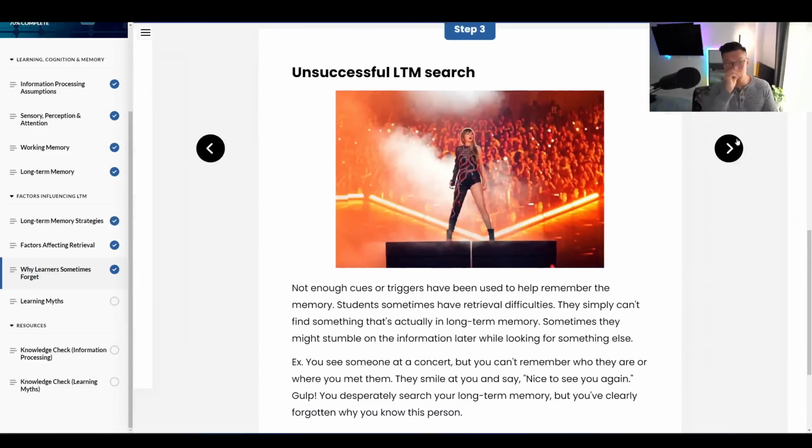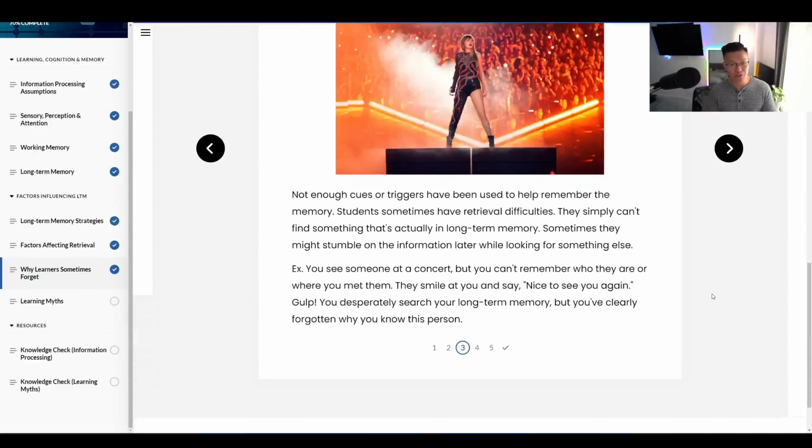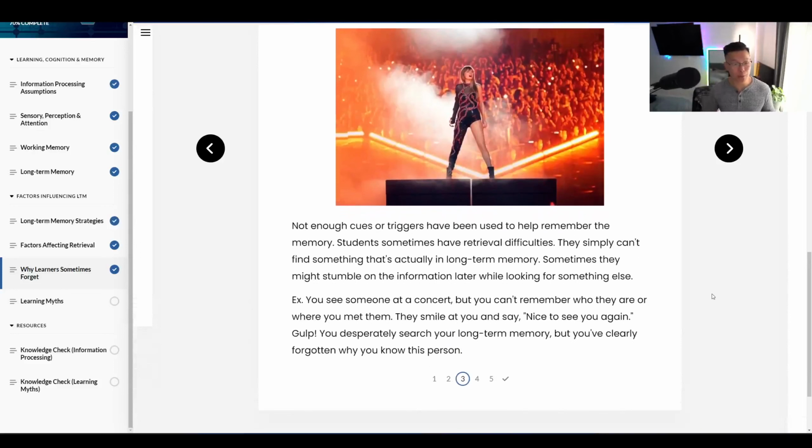Another is the unsuccessful long-term memory search. Sometimes there are just not enough cues or triggers that have been used to help remember that particular memory. So students sometimes have retrieval difficulties. They simply can't find something that's actually in their long-term memory. Sometimes they might stumble on the information later while looking for something else.